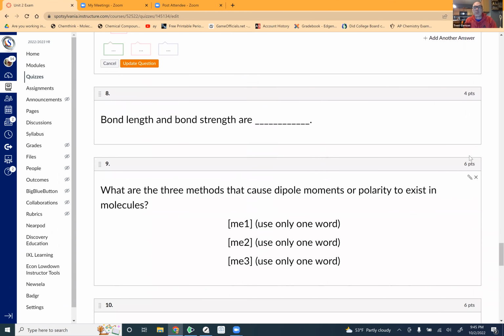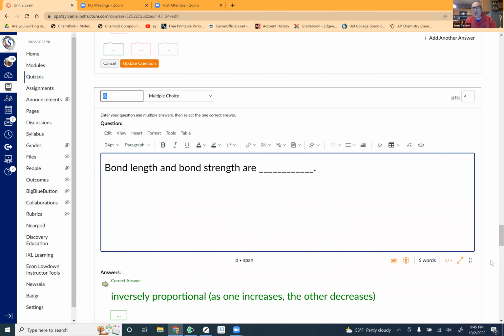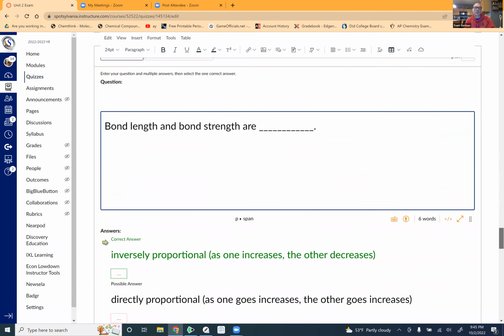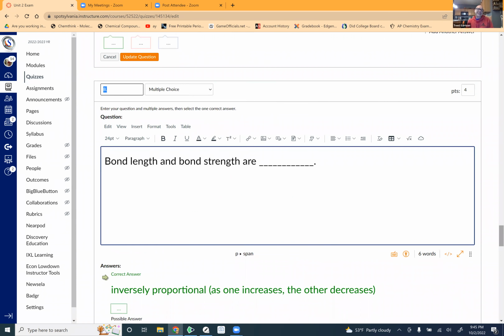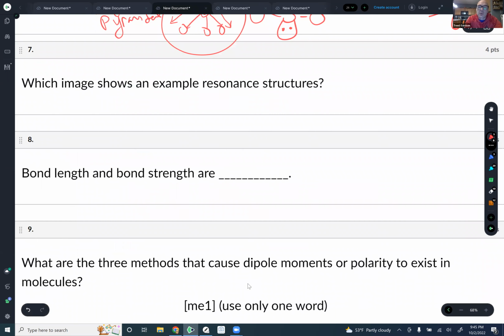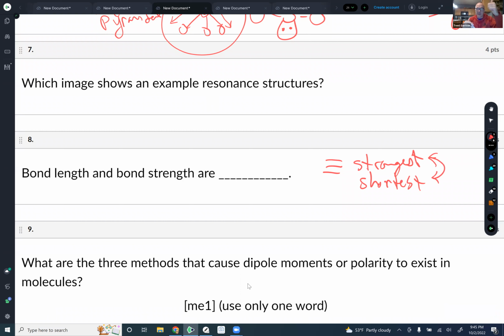All right. Bond length and bond strength are inversely proportional. As bond length increases, let me go back to the slides here. As we know, triple bonds are the strongest, but they're also the shortest. So that means that they are in an inverse relationship. As the strength goes up, the length goes down. That means they're inversely proportional.